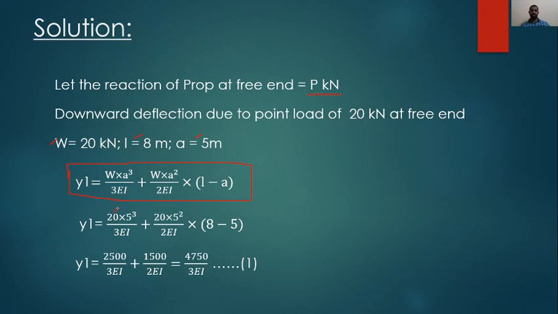y1 is equal to W a cube by 3EI plus W a square by 2EI into (L minus a), where W is the point load, 20 kilonewtons, and a is the distance from the fixed end to the point load, that is 5 cube by 3EI plus again W 20, a 5 square by 2EI into (L minus a). L is the overall span, 8 meters, and a is the distance from the fixed end to the point load, 5. From this, if you calculate, it will be 4750 by 3EI. Let us say it is 1.